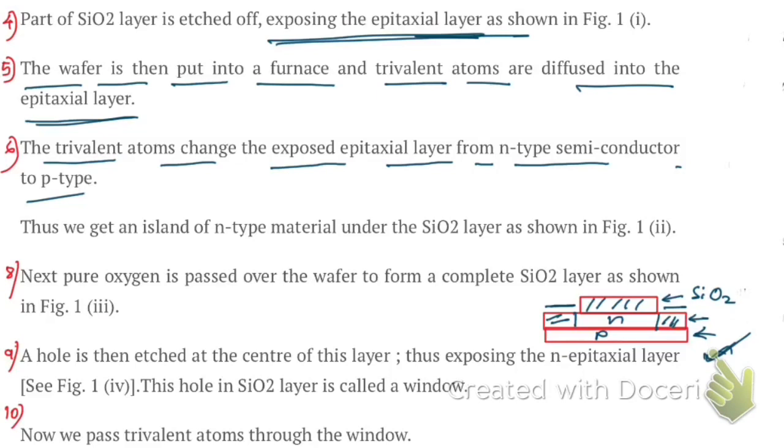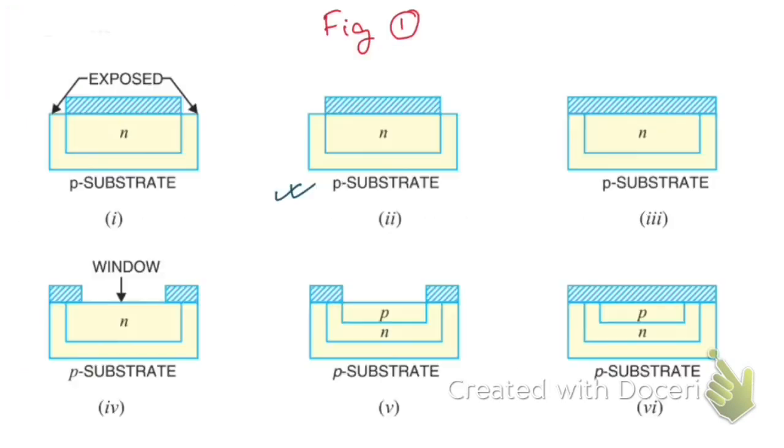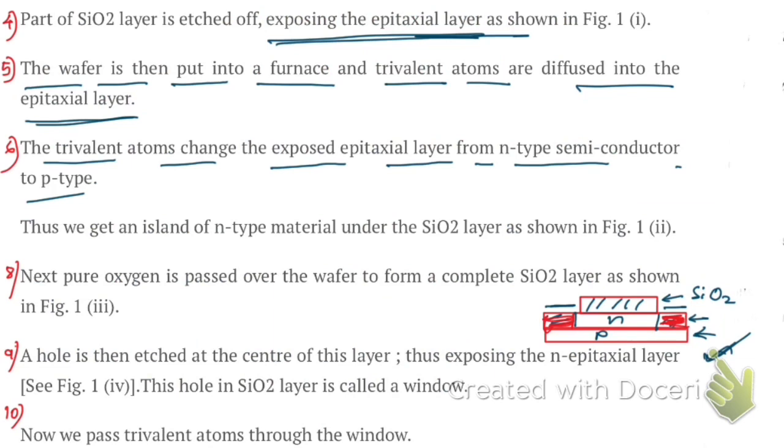Now you see this portion of n-type converted into p-type. So we have got this figure here, figure 2 of 1. So this part is p-type now, and this is n-type, and this is the silicon dioxide layer. Then again, pure oxygen is passed over the wafer to form a complete SiO2 layer. Now this SiO2 layer is completed by again passing oxygen over it.